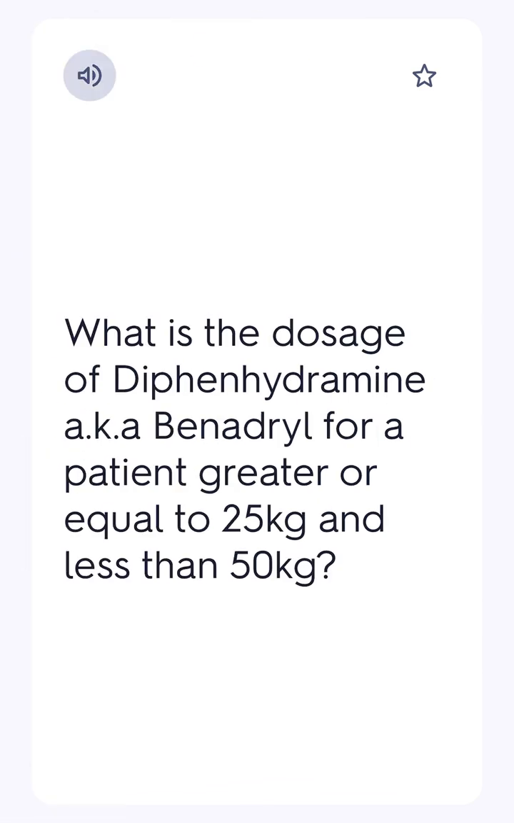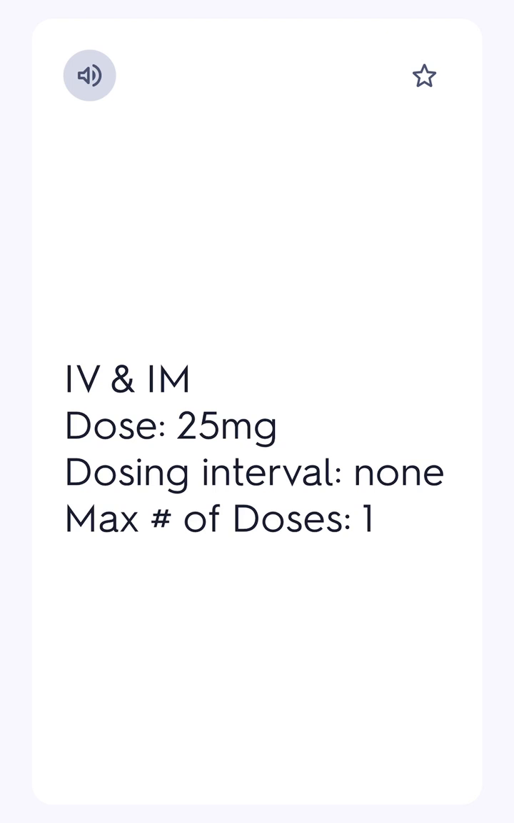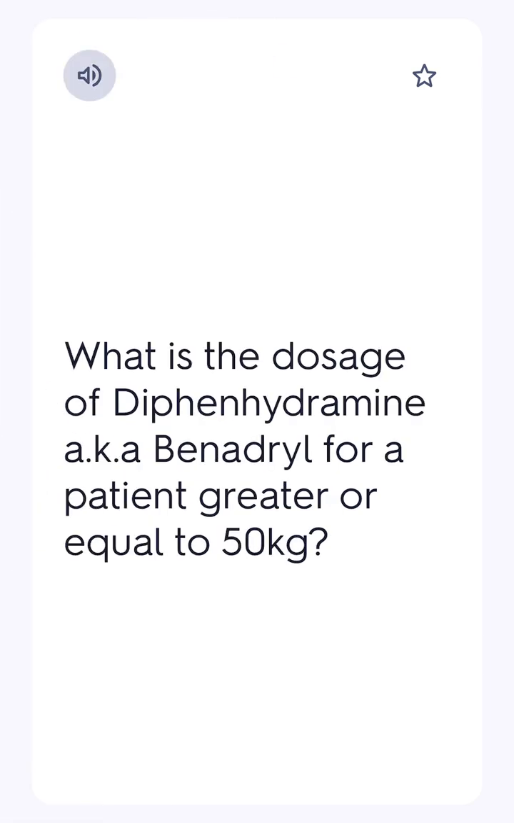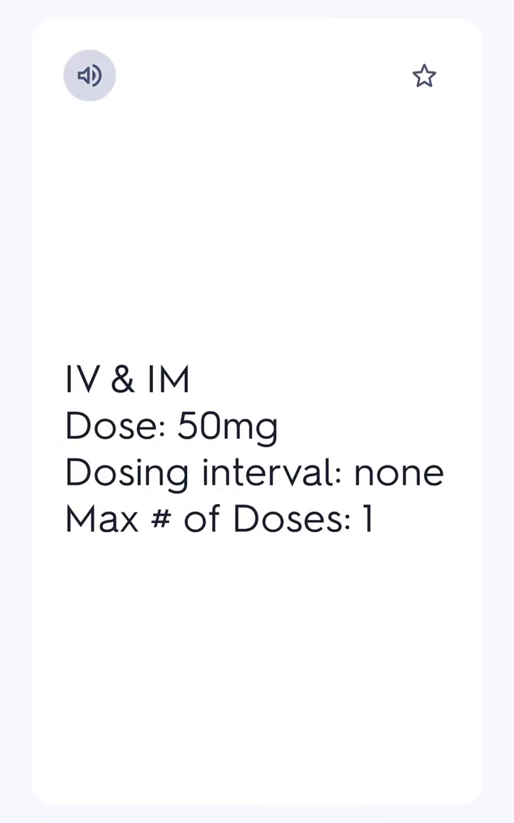What is the dosage of diphenhydramine aka Benadryl for a patient greater or equal to 25 kg and less than 50 kg? IV and IM dose, 25 mg; dosing interval, none; max number of doses, 1. What is the dosage for a patient greater or equal to 50 kg? IV and IM dose, 50 mg; dosing interval, none; max number of doses, 1.